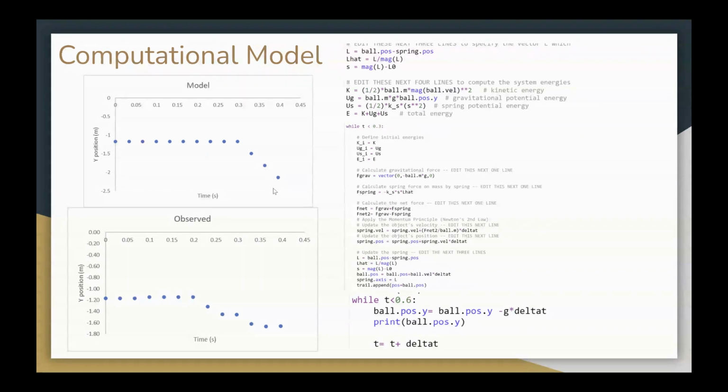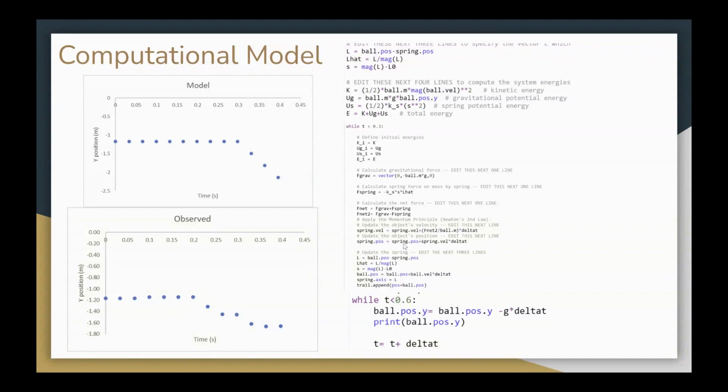So here's the computational model. Here's all the data I needed for the spring, the L hat, and S, and then our kinetic and potential energies, and those added up give us the total energy. I was able to find that the spring took about 0.3 seconds to compress. So during that interval, we find the energy and then find the force of the spring and then the force of gravity. And in this case, the spring position is the top of the spring.